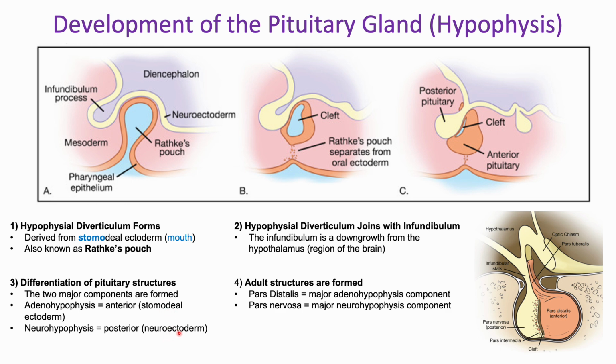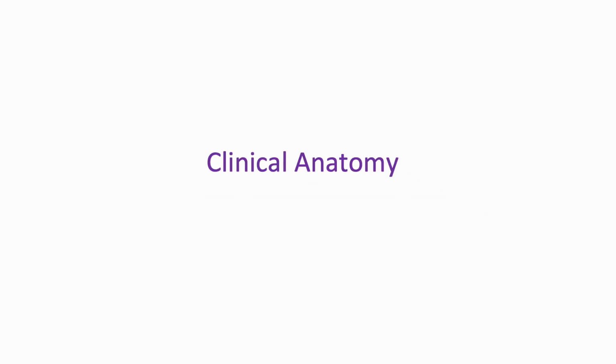And the major components for each one of these, the neurohypophysis is primarily going to be composed of the pars nervosa, and the pars distalis is going to be the major contribution to the adenohypophysis. All right, and that's a brief overview of the pituitary gland development. With all of that in mind, let's go ahead and knock out some clinical anatomy.